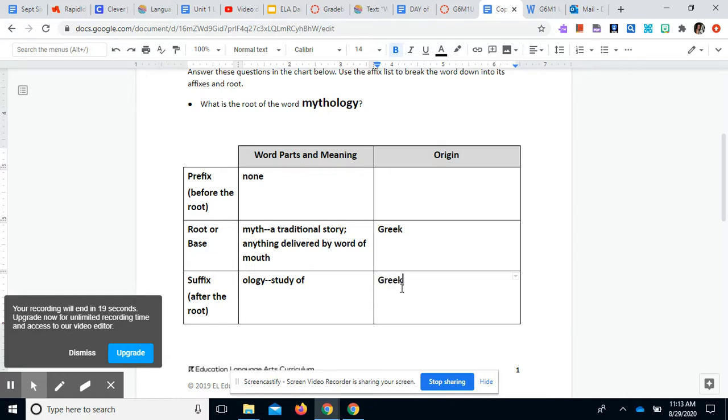And by doing this, I can now give meaning to the word mythology, that it is the study of a traditional story or the study of anything delivered by word of mouth. This is going to be a great strategy that you can use in the future to identify unfamiliar words.